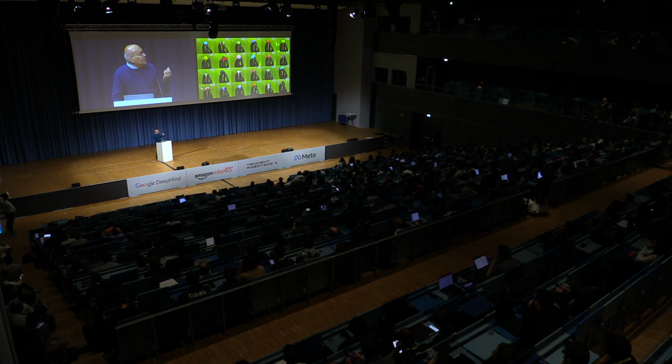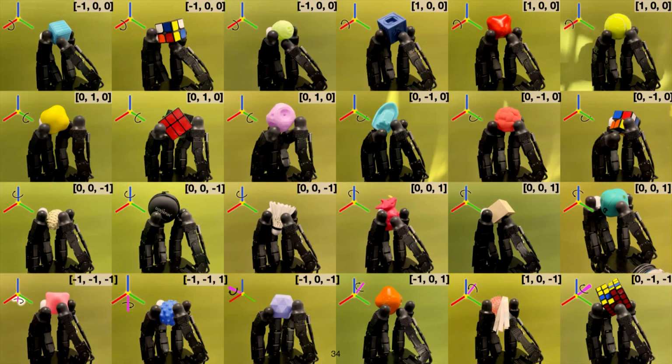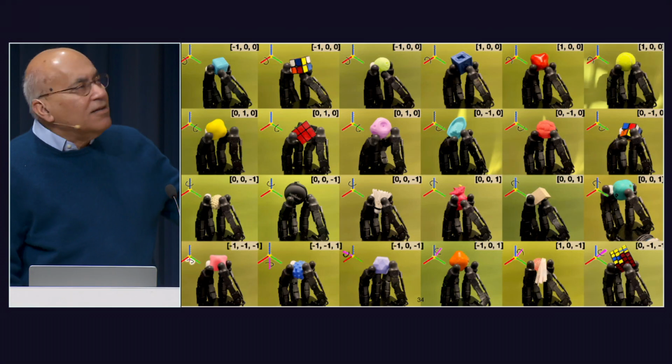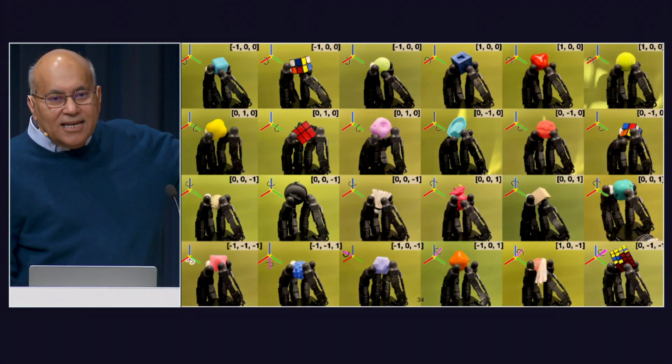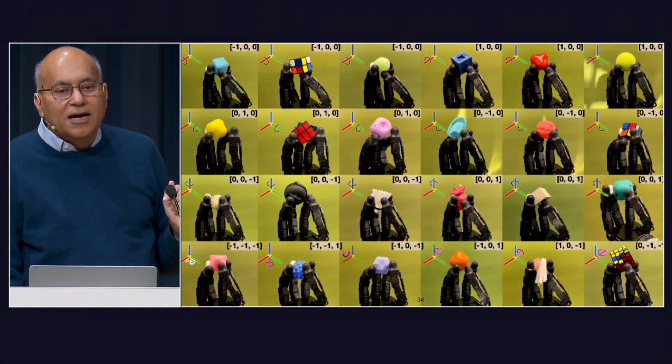And here's the task. So the task is to rotate about different axes. The top row is rotation about the x-axis. So you see the axes labeled in the coordinate frame. The third row is the easy case, which is rotating about the z-axis. Okay, the top row is the x-axis, and the second row is the y-axis. So let's see how it works.